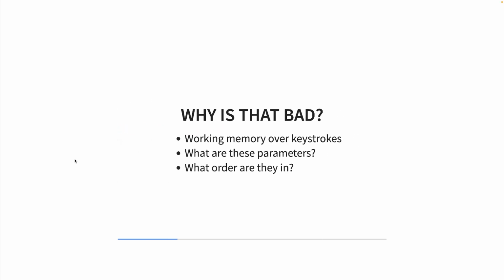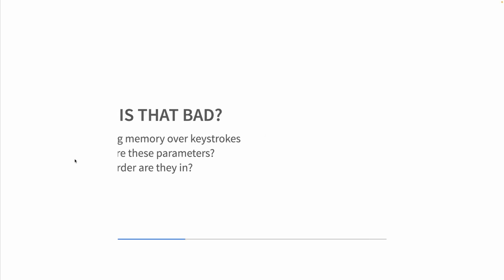Why is it bad? Well, we should value working memory over keystrokes. We can have 7 plus or minus 2 items in our working memory, and we should prioritize using that working memory for our own goals and not for the implementation details of the functions that we use. And A, B, C, D, E, and F don't really say anything about the function or the parameters themselves, so we want to make sure that we can make the order and the names clearer.